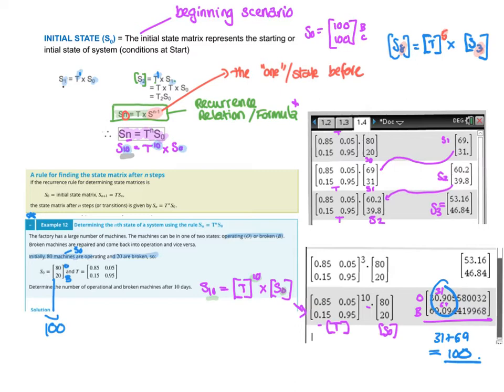Now, you can see how this works. When I did the stepping out with the recurrence relation, this is what I found S3 to be. If I did the power trick, as I often call it, here I did the transition to the power of 3 times the S0, and that should give me S3. It is the same, so it does work. All right, I'm going to pause.